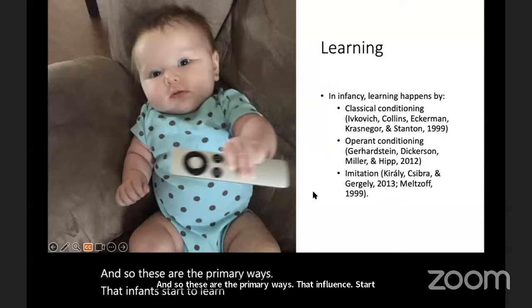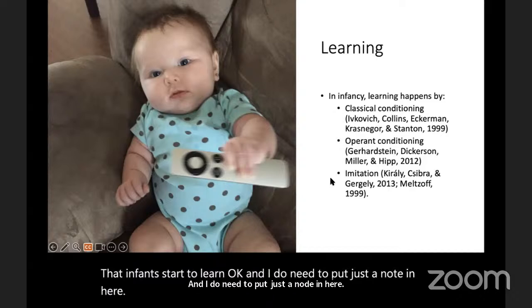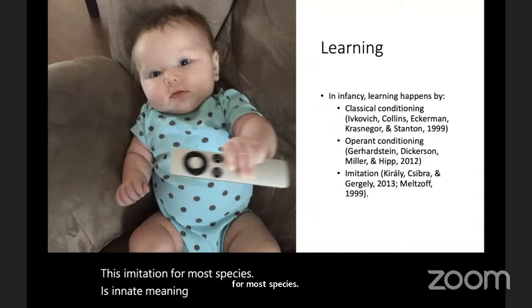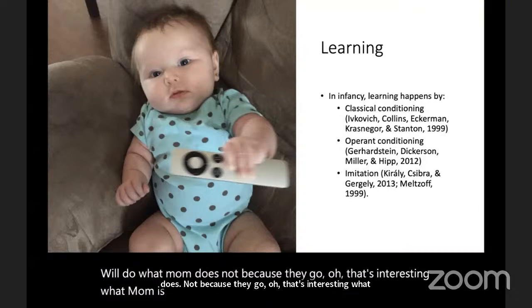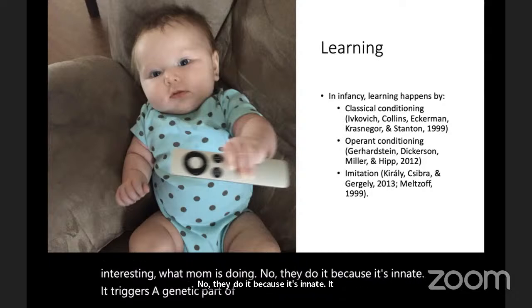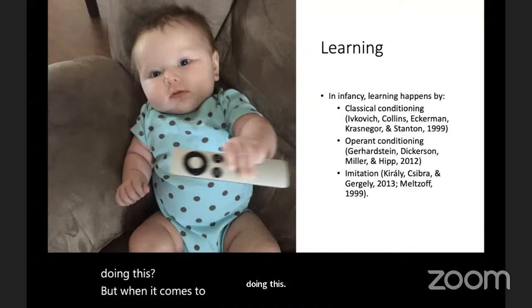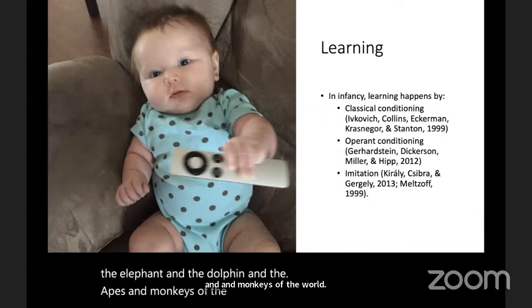Okay. And I do need to put just a note in here. This imitation, for most species, is innate, meaning that the species will do what mom does, not because they go, oh, that's interesting what mom is doing. No, they do it because it's innate. It triggers a genetic part of them that goes, I'm supposed to be doing this. But when it comes to humans and some of our closer cousins, like the elephant and the dolphin and the apes and monkeys of the world, we do something different.